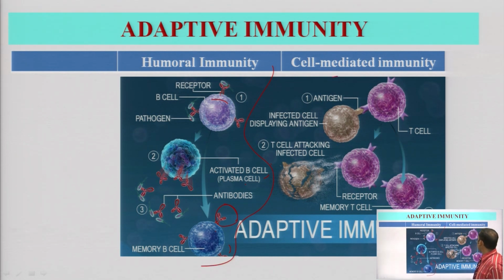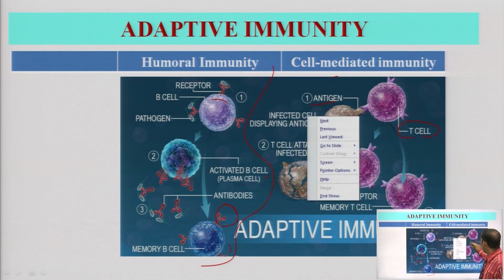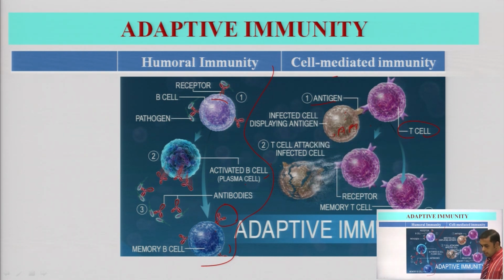And for cell mediated immunity, if any antigen is present, this is the antigen, and this cell is called the antigen presenting cell. Let me write APC, antigen presenting cell. It is presenting this microorganism, bacteria, virus, and T cells recognize it. T cells recognize this cell, and then the attack happens. T cells attack the infected cell, and it will create a memory cell, and through that you get long term immunity.